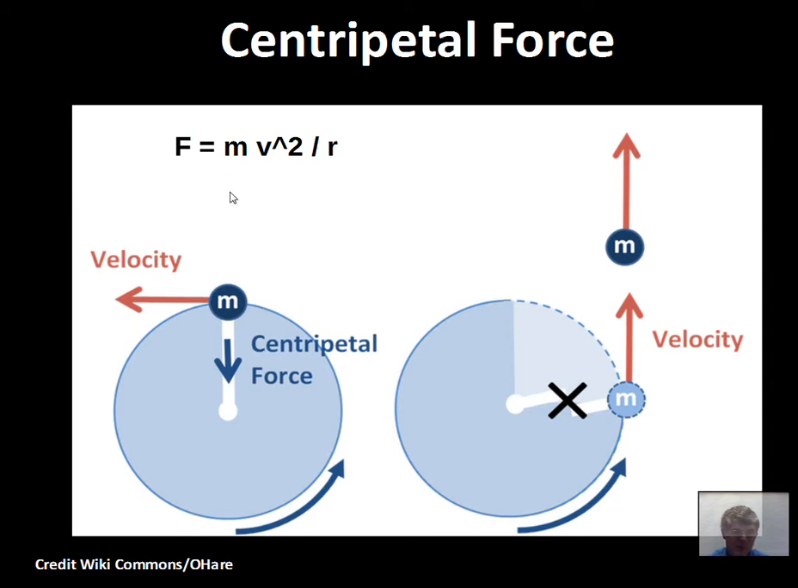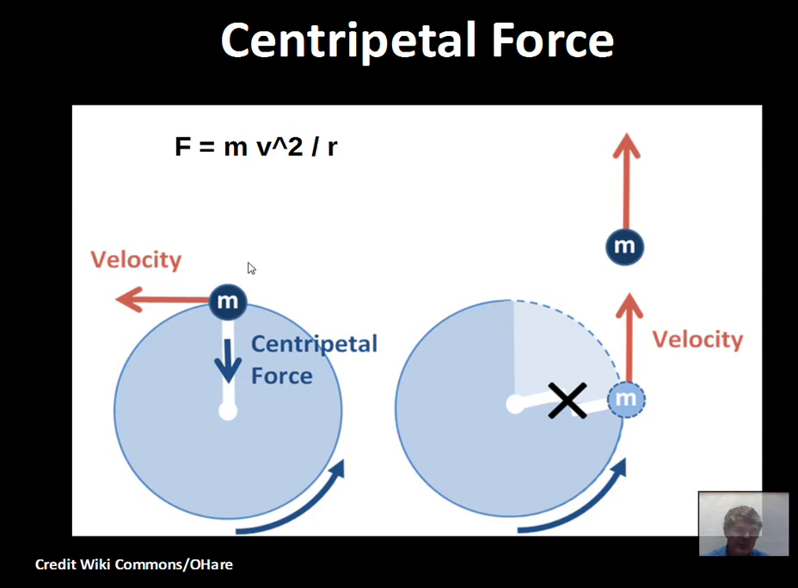Notice that if the speed goes up, if I double the speed, it's going to take 4 times more force because the speed is squared. This is v squared, this notation. If I triple the speed, it's going to take 9 times more force. If I have a smaller circle at a given speed, that's going to take more force to turn this more quickly, causes a higher value of acceleration.